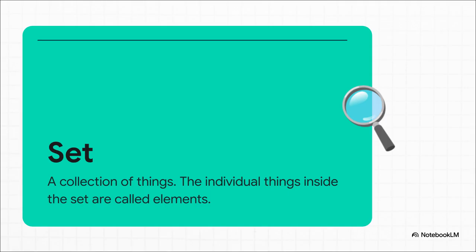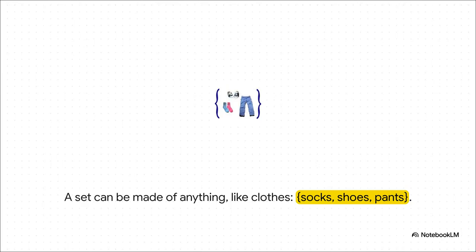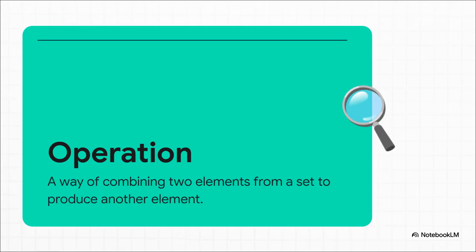Super straightforward. And a set doesn't have to be numbers. It could be a collection of clothes in your drawer, like socks, shoes, and pants. It's just a way of saying, here's a bunch of stuff that belongs together. So if a set is the collection of stuff, an operation is the action you do with that stuff. It's just a rule for how to combine any two elements from your set to make a new one.